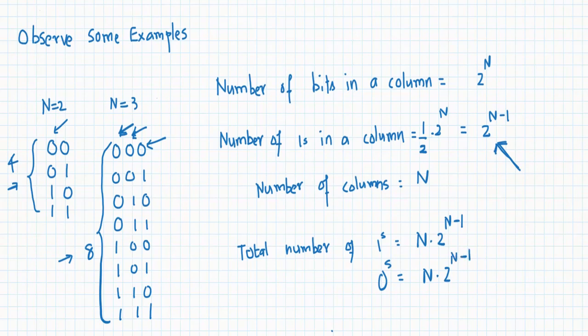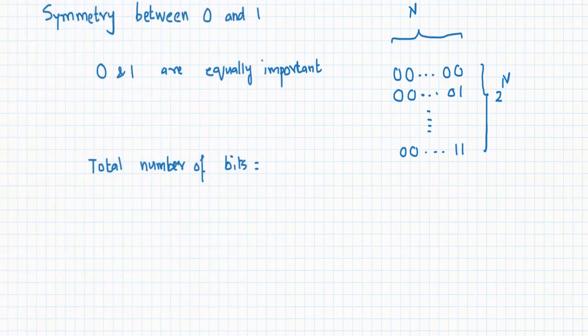Now let's look at another proof. Here we will use a symmetry between 0 and 1. 0 and 1 are just symbols. We have written down all possible sequences of length n using 0 and 1. While writing this down, 0 is equally important as 1. So there is no reason why zeros should occur more often than 1, and there is no reason why ones should occur more often than 0. In other words, the number of zeros used to write all the sequences should be the same as the number of ones.